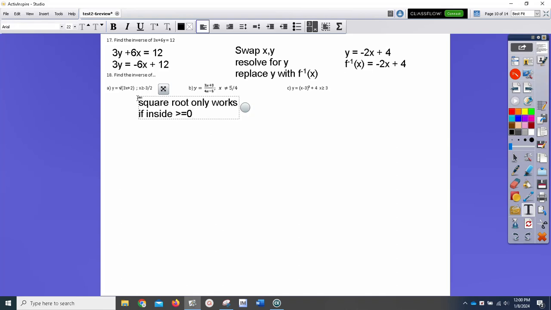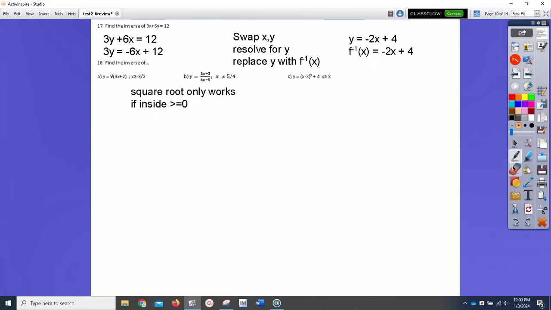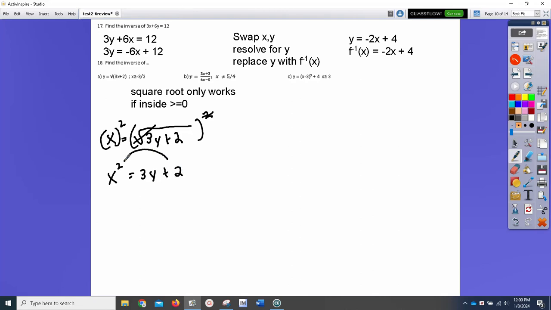Anyways, let's do our steps here. These don't take too long. X would be the square root of 3y plus a 2. We will counteract the square root with a square. Squares cancel out the square roots. X squared is 3y plus 2. We'll shift that 2 on over. X squared minus 2 is 3y. And then we'll divide by 3. So here is my inverse.